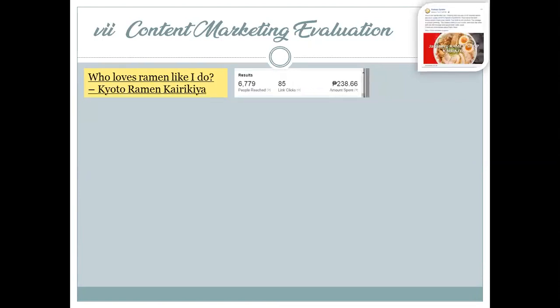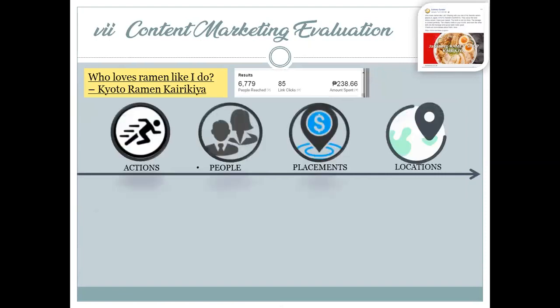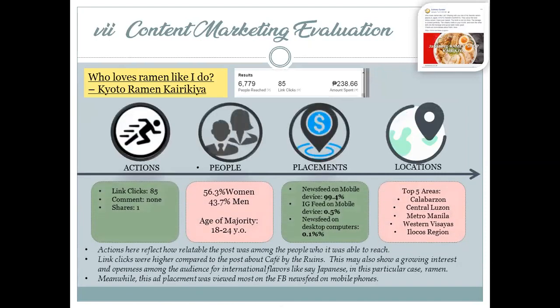So third is the Who Loves Ramen Like I Do, Kyoto Ramen Kairikiya post. It was able to reach 6,779 people with nearly 85 clicks, which is not even 1% of the 6,779 reach, and an amount spent at 238. So what did we learn from this?